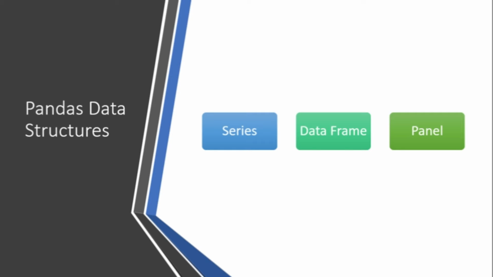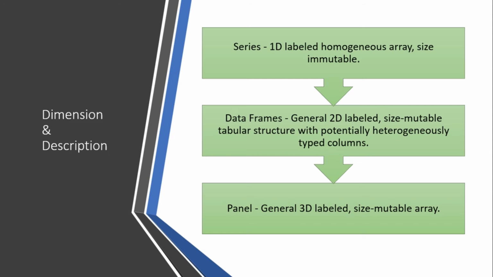Pandas deals with 3 data structures: series, data frame, and panel. These data structures are built on top of the Numpy array, which means they are fast. The best way to think of these data structures is that the higher dimensional data structure is a container of its lower dimensional data structure. For example, data frame is a container of series, and panel is a container of data frame.